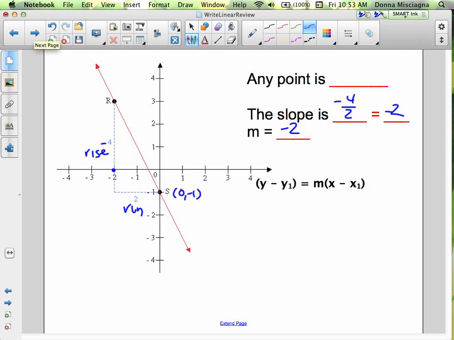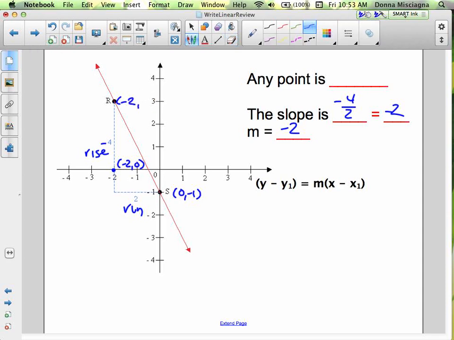I could use this point. I could use negative 2, 0. I could use any point at all. This point here is negative 2, 3. We can use that point. Any point at all. That's what's great about point slope form. Oops, that's a negative. Well, I got the signs right, but I reversed the numbers.